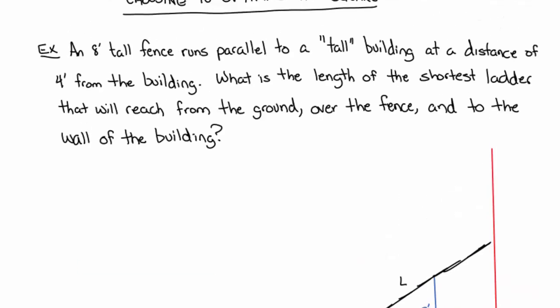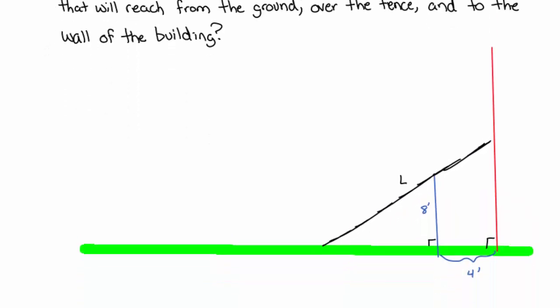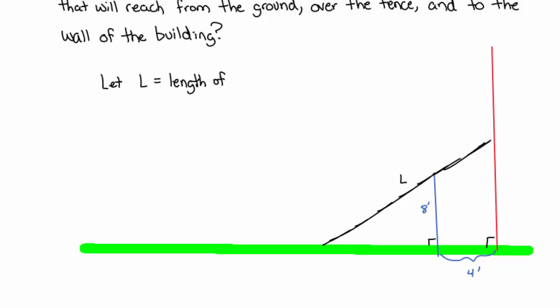I've read the problem. I've drawn a picture. Let me go ahead and let, even though I set it there, L equal the length of the ladder. And what we need to do is optimize L, in other words, minimize L. So we need a formula that involves L.